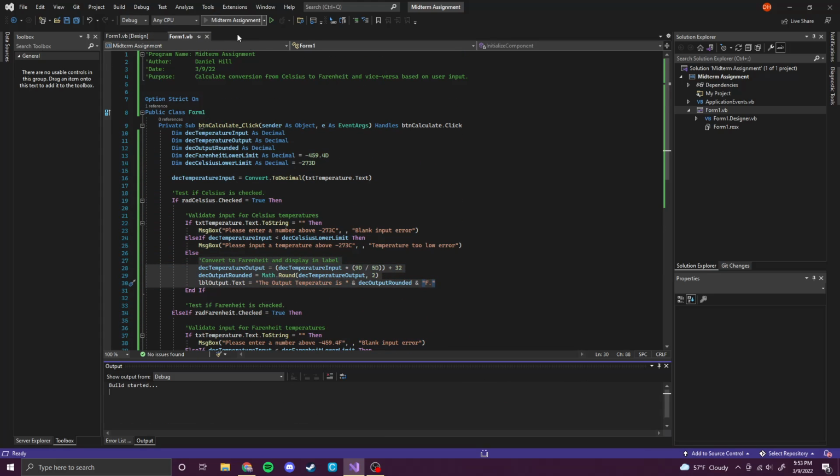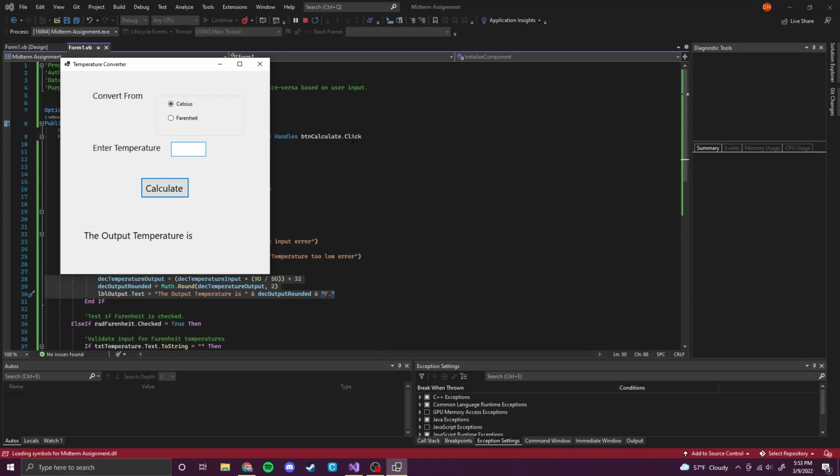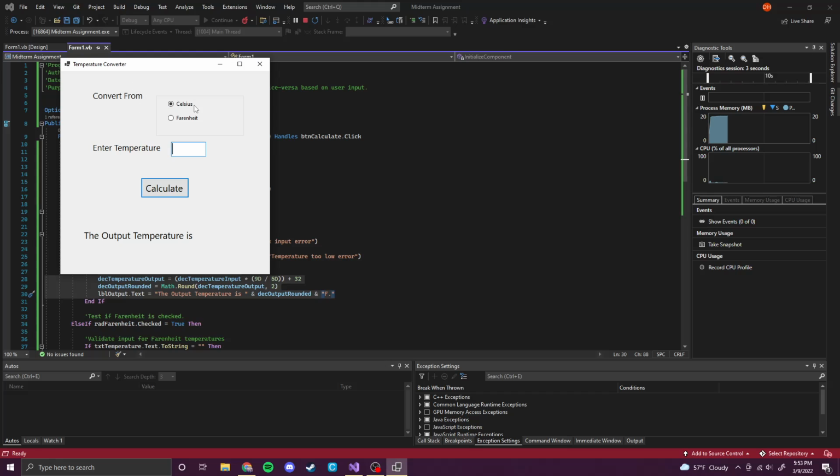So let me run it. As you can see, no errors. Let me try converting from Celsius first. Let me put 50. So the output temperature is 122 degrees Fahrenheit. I can keep 50 in there and just check Fahrenheit, and that's 10 degrees Celsius. I can try a different number. 80 Fahrenheit is 26. 80 Celsius is 176 Fahrenheit.